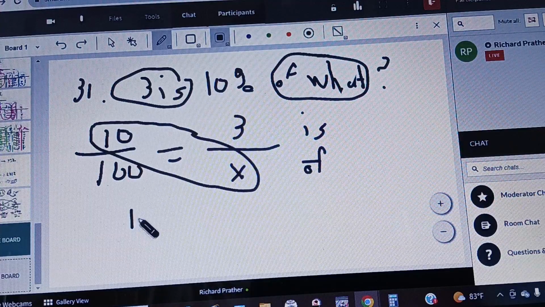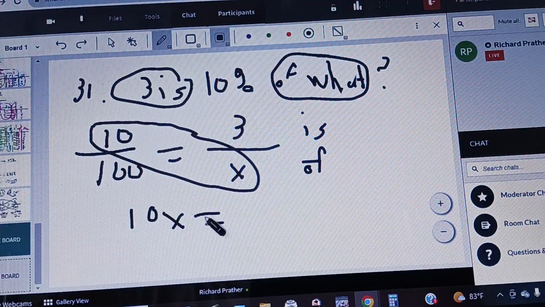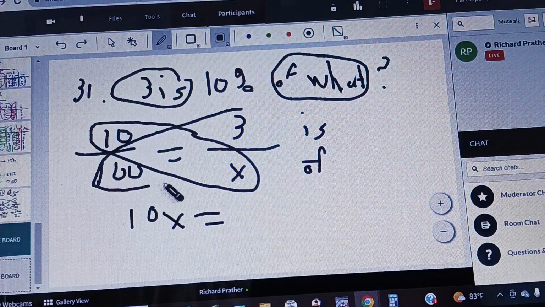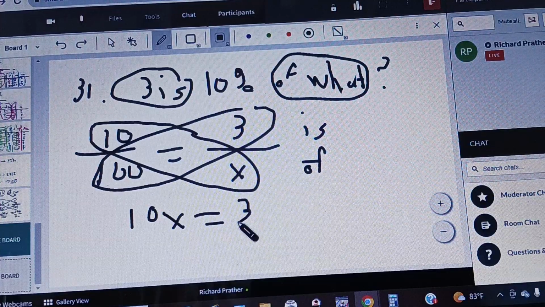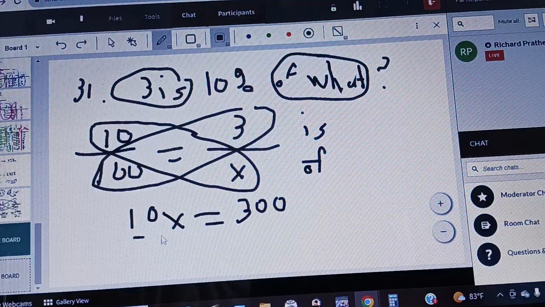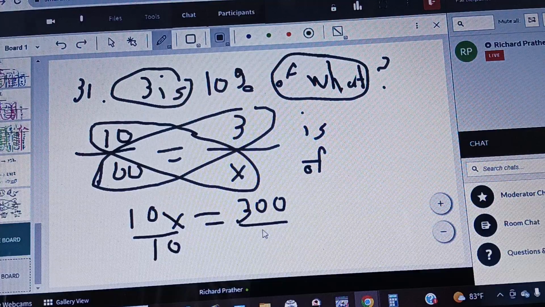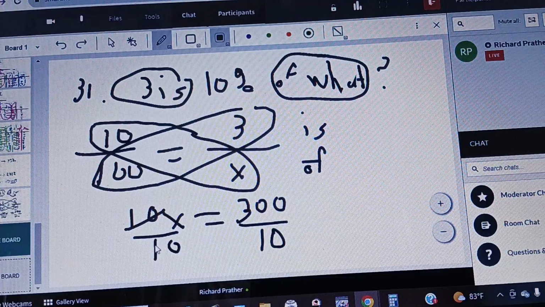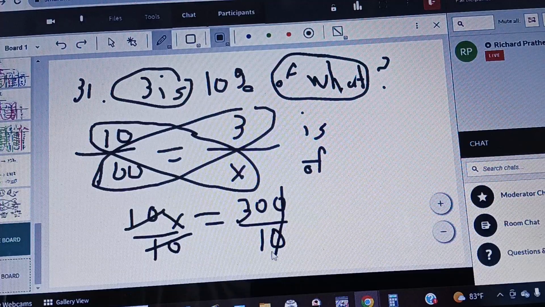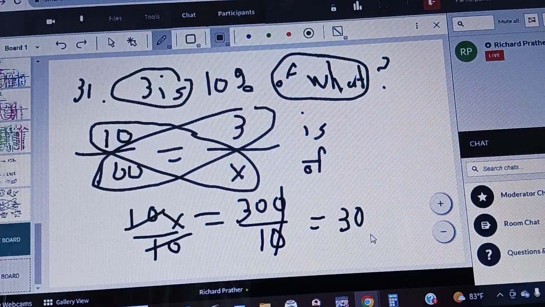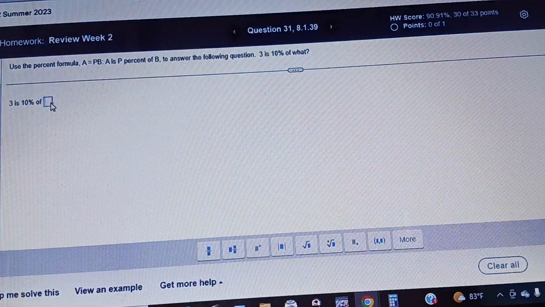10 times x is literally that. Hopefully you can do 100 times 3 in your head or use a calculator. That's 300. Divide by 10. Divided by 10s are nice too. It just knocks a 0 off. 30 divided by 1 is 30. So 3 is 10% of what? It's 10% of 30, which is an integer.